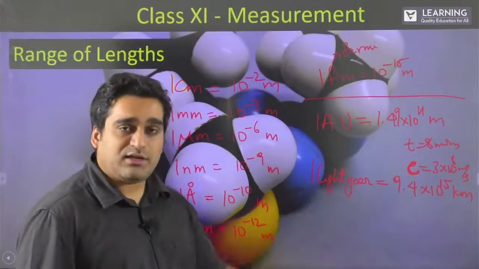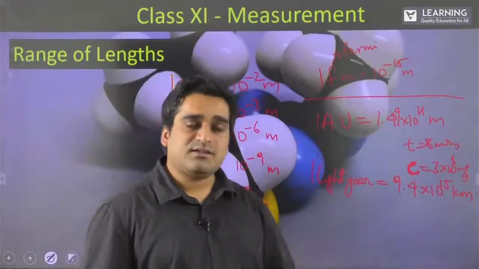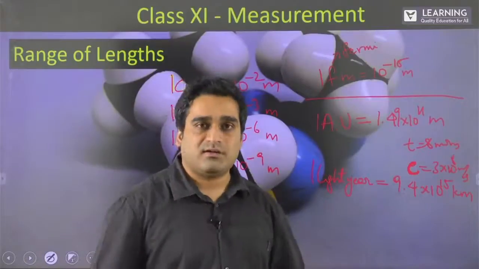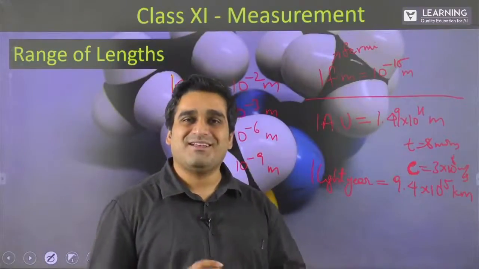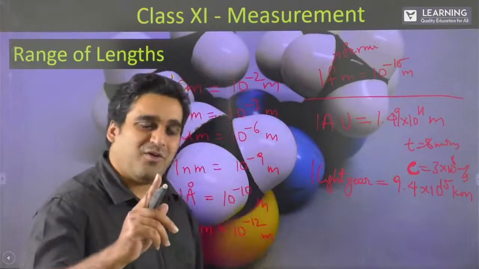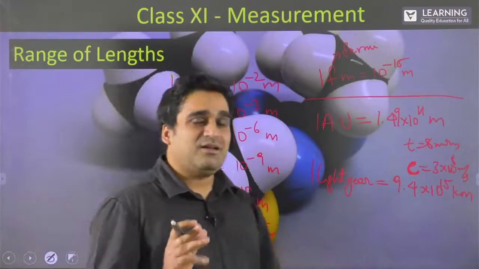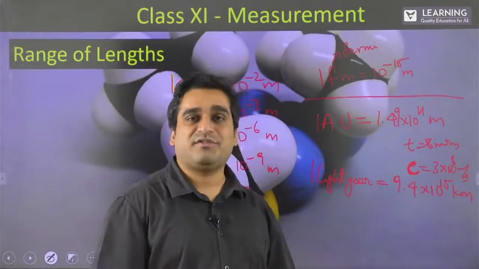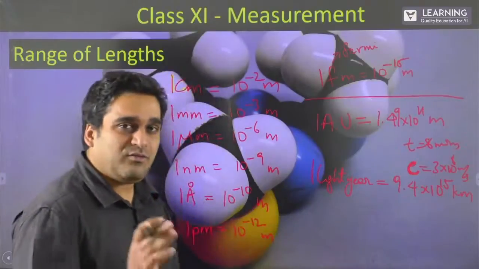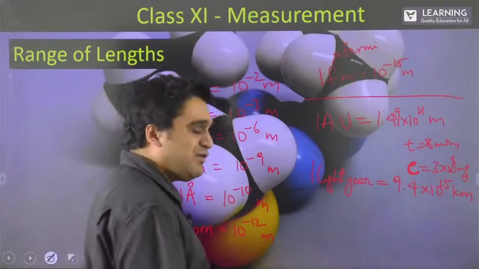Now, how to identify 1 light year? The distance that light travels for 1 year. Very simple to put it across. Distance that light travels for 1 year. Remember, year is a unit again which is of time. So time taken, well, how much second is 1 year? How do you find?